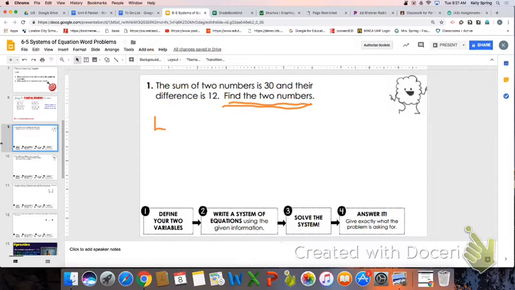We're going to use a graphing calculator to solve this, so I'm going to use x and y. I'm going to say let x be my first number and y be my second number. Now, in order to figure out what these two numbers are, you need to have two equations. So let's look at the information they're telling us about these two numbers and see if we can pull out two equations.